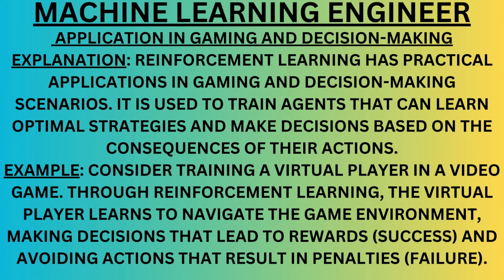Application in gaming and decision making. Explanation: reinforcement learning has practical applications in gaming and decision making scenarios. It is used to train agents that can learn optimal strategies and make decisions based on the consequences of their actions. Example: consider training a virtual player in a video game. Through reinforcement learning, the virtual player learns to navigate the game environment, making decisions that lead to rewards, success, and avoiding actions that result in penalties, failure.